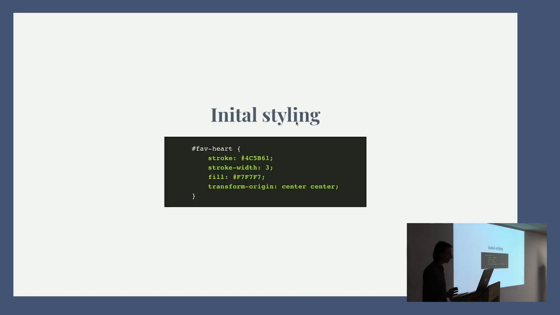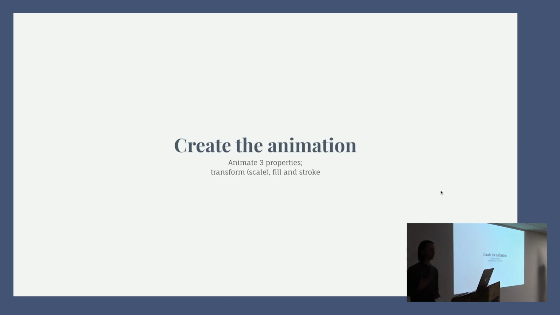So the animation itself, again, starts with its initial styling. So the heart itself has a stroke color and width, a fill color, which is the same as the background, and then a transform origin point. So there's our initial style. From here, we need to actually create the animation. The animation is made up of 2 or 3 properties. It's the transform property, which we're going to use to scale the heart up and down. And then we're going to animate the stroke and the fill colors as well.